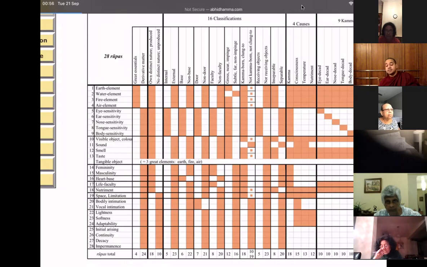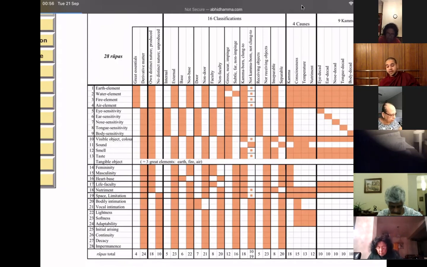Then we have separables, which can arise separately, right? From those which are inseparable. That is the rest. Okay? The rest, except those in the vital and the pure octad, can arise separately.